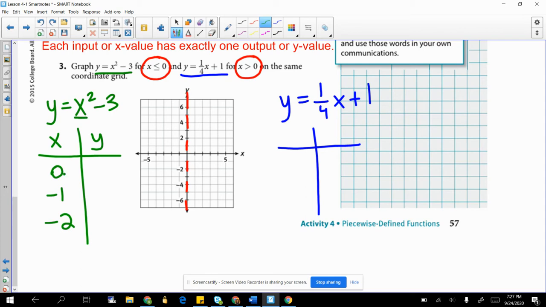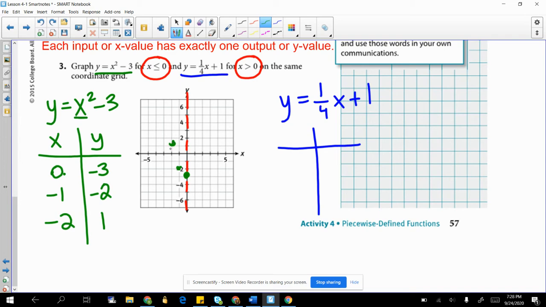But if I plug in 0 for x, 0 squared is 0. And then 0 minus 3 is -3. Okay, cool. If I plug in -1, -1 squared is 1. 1 minus 3 is -2. If I plug in -2, -2 squared is 4. 4 minus 3 is 1. So now I'm going to go ahead and plot these points. So I have 0, -3. I have -1, -2. And I have -2, 1.